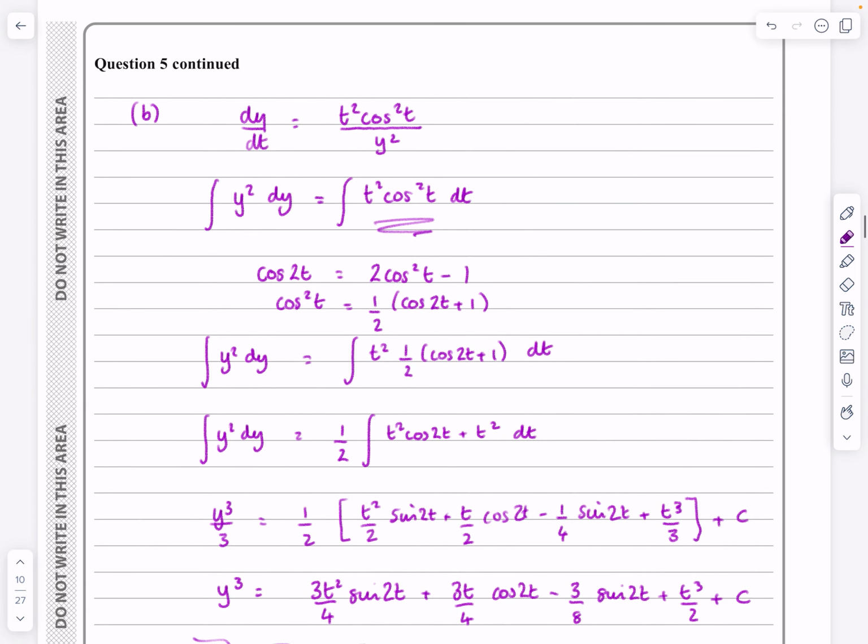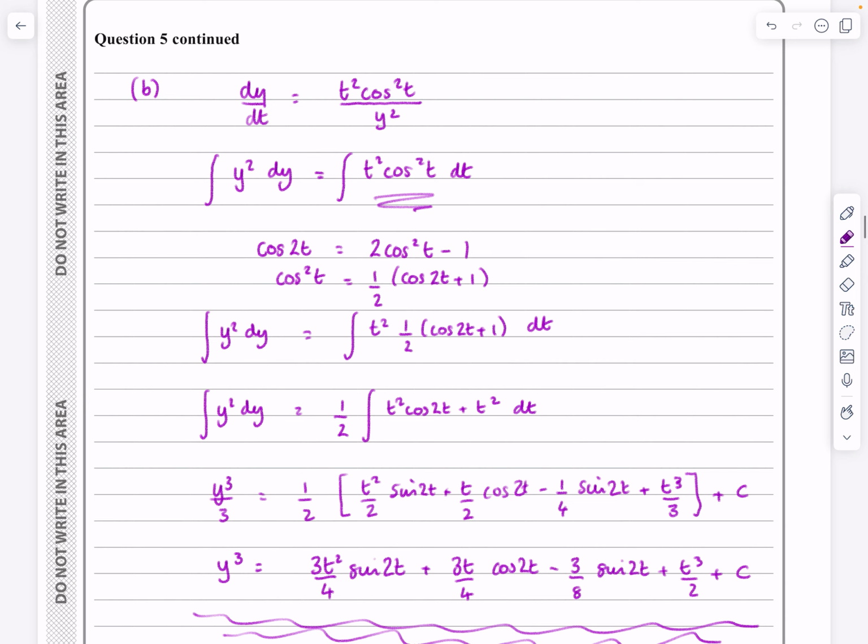Right, quite a bit of complicated algebra in there, but you know, it's a P4 exam. We should be able to focus and cope with most of that. So hopefully that all makes sense to you.